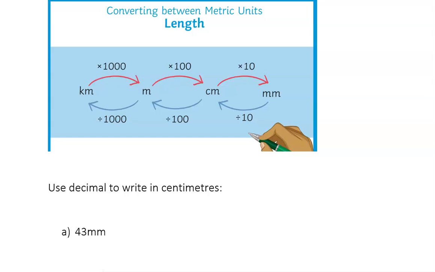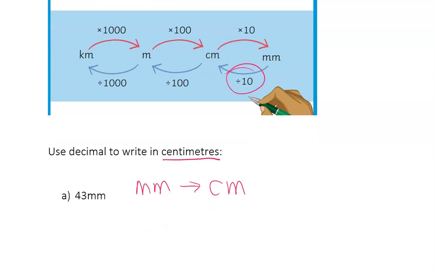So we are going to be now converting between centimetres and millimetres, and we're going from 43 and we're going to put it into centimetres. So we are going to be having a look at the picture here to double check which way we are going. We're going from millimetres to centimetres, so we're going to be dividing by 10. So we've got 43 millimetres and we are going to divide it by 10.